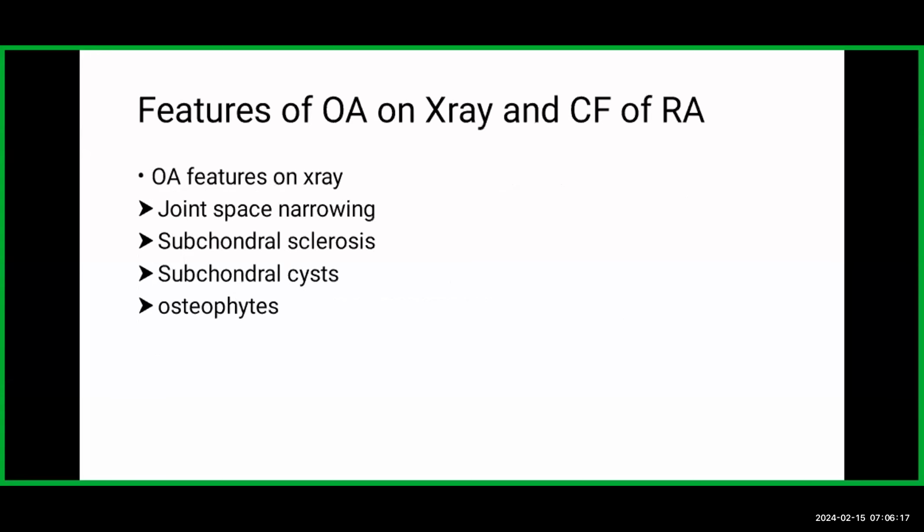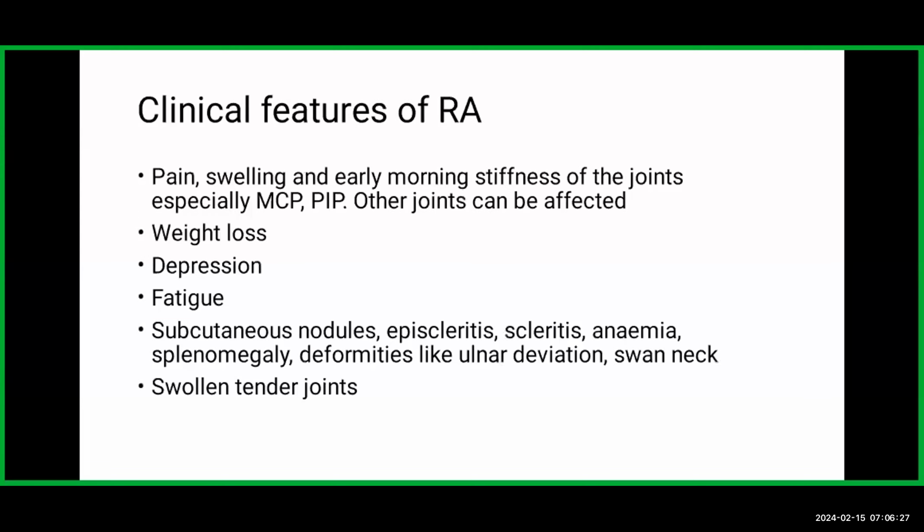So for the features of osteoarthritis on X-ray and clinical features of rheumatoid arthritis, for osteoarthritis, there could be joint space narrowing, subchondral sclerosis, subchondral cyst, or the presence of osteophytes. And then for rheumatoid arthritis, they could have pain, swelling, and early morning stiffness of the joints, especially involving the metacarpophalangeal and proximal interphalangeal joints. RA classically spares the distal interphalangeal joints and is usually symmetrical.